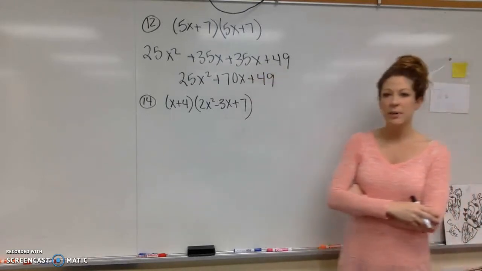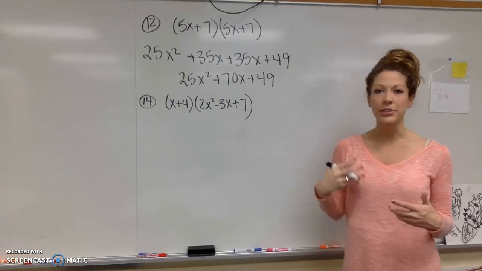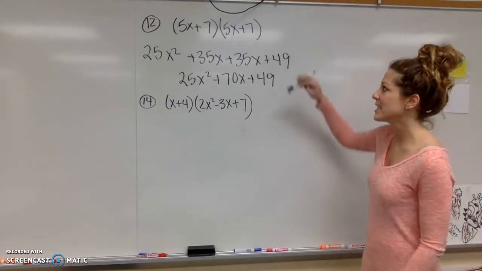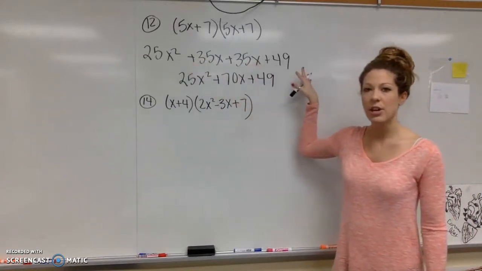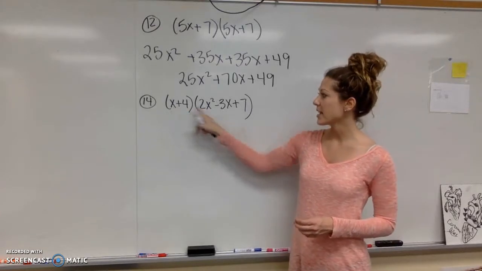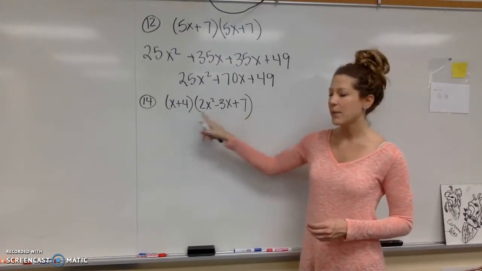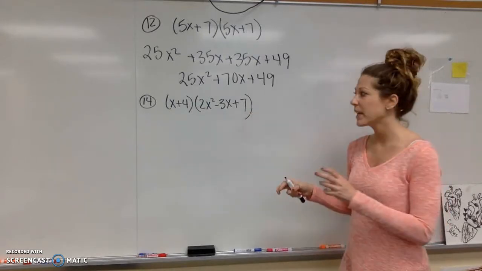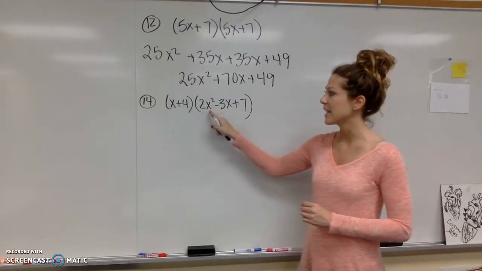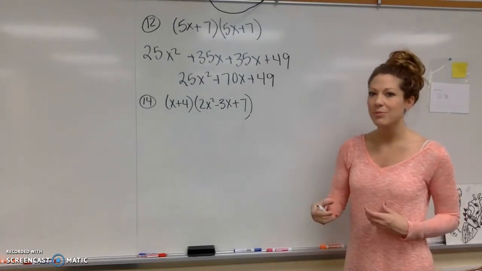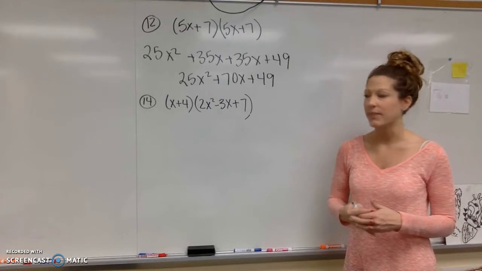Number 14 is a little bit different because instead of having a binomial times a binomial, we have a binomial times a trinomial. So what that means is instead of getting 4 separate terms, when you multiply them out, we're actually going to get 6 terms because we have to multiply x times all 3 places, and we have to multiply the 4 times all 3 places. And when you multiply that x, be careful, because whenever you multiply an x times an x squared, we're adding the exponents, so that will become x cubed. So now we're going to have a cubed term in our final answer.